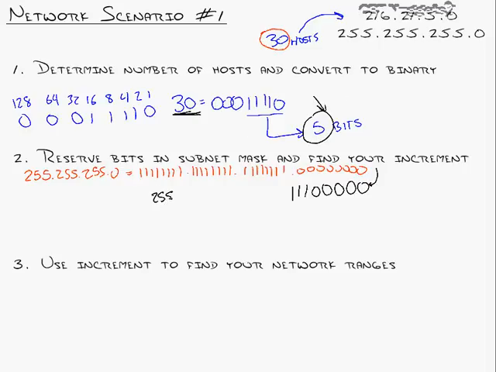Our new subnet mask is 255.255.255, and if we convert this one back to decimal, that will be .224 if we add up all those numbers. Or if we were using the bit notation, that would be a slash 24 plus 3 more, slash 27. Our increment is the lowest network bit, which is a 32. That's our increment. Now we can find our network ranges.